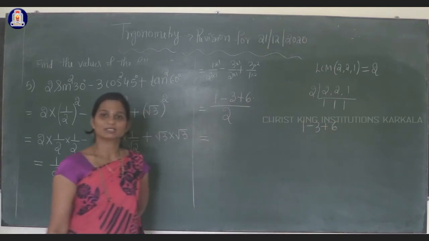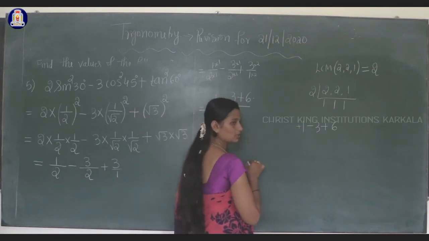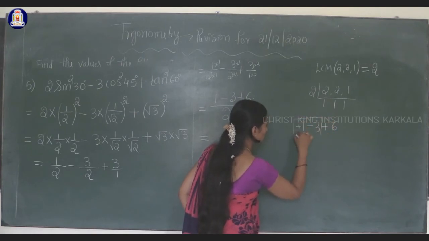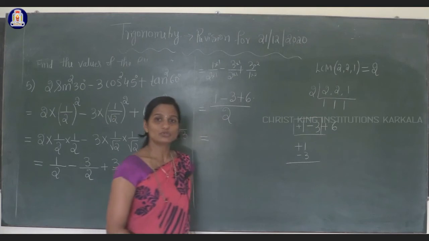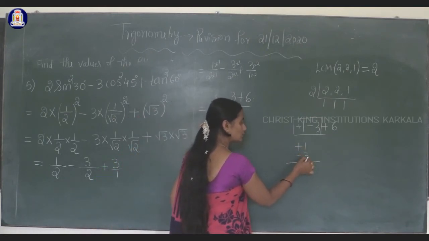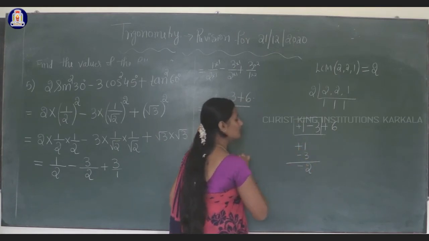1 minus 3 plus 6. The 1 means it is plus 1, correct? Yes, plus 1. First I do these two simplifications. Plus 1 minus 3: addition or subtraction? It is subtraction. Why? Different signs. So 3 and 1, the subtraction is 2 and the greater sign is minus.